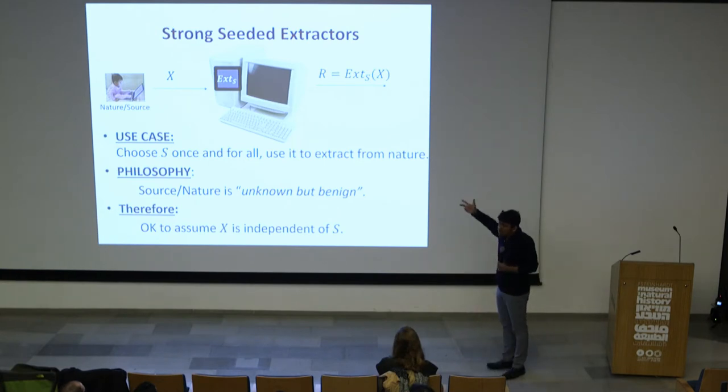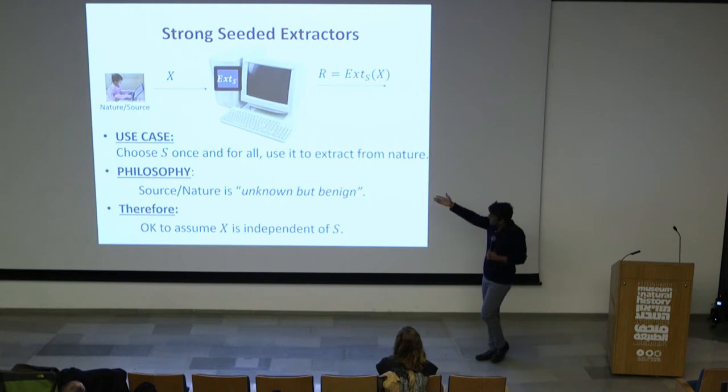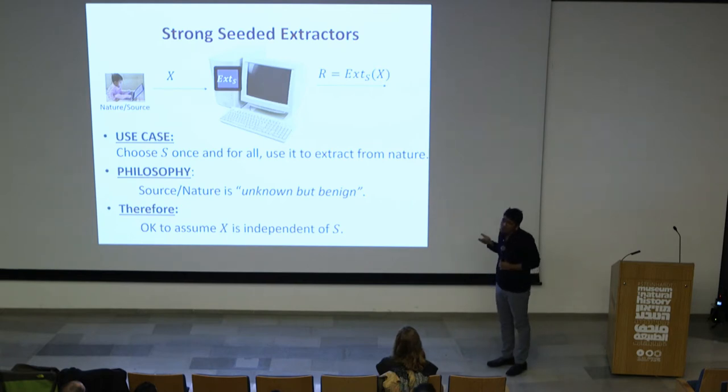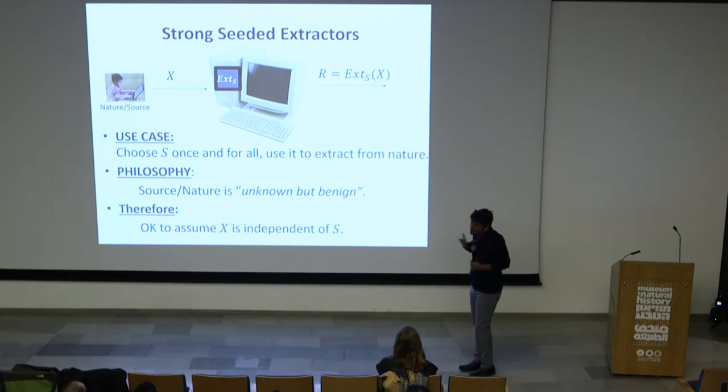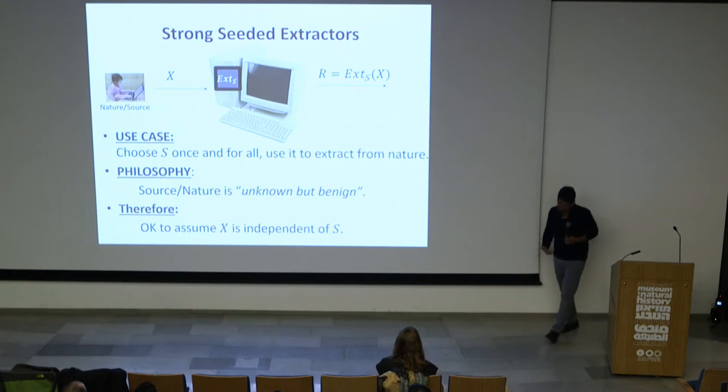But the adversary is potentially trying to get into your device, extract the seed, do adversarial things like that. And because of this philosophy, it's presumably okay to assume that X, the source, is independent of the seed. Because the source is generating stuff, I don't know what it is, but why would it depend on the seed? We probably can poke holes at it right away, as we are a room of cryptographers. And in fact, that's what we are going to do.